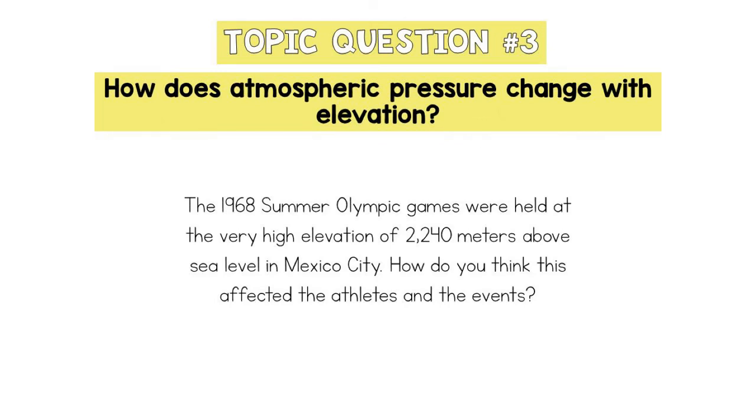Let's look at a real-world example. The 1968 Summer Olympic Games were held at a very high elevation, 2,240 meters above sea level in Mexico City. How do you think this would affect the athletes and events? Well, at high elevations, there's fewer air molecules and less air pressure. So that means there's less oxygen in the air for the athletes to take in. If the athletes weren't careful, they could have had a lack of oxygen.